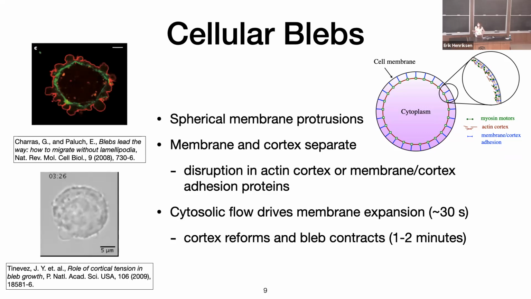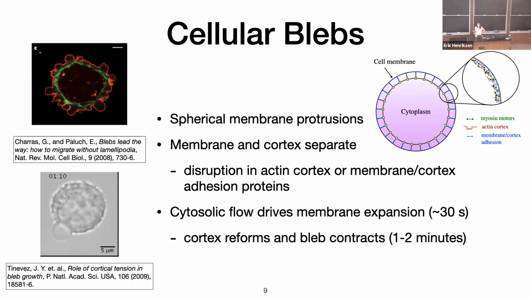A bleb is initiated by a laser ablation of the cortex. I haven't defined the cortex yet. It is the part of the cytoskeleton that forms the shell around the cell, right next to the cell membrane. So they laser ablate here to punch a hole in the cortex, and then the membrane expands. This is from Ewa Paluch's group.